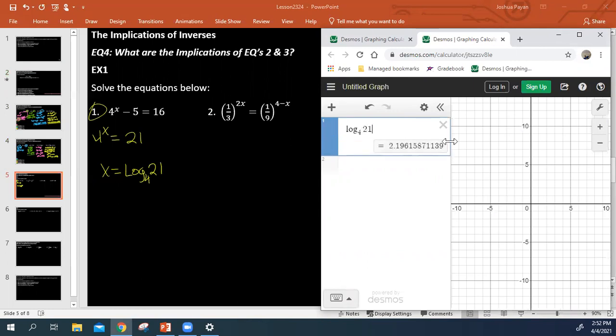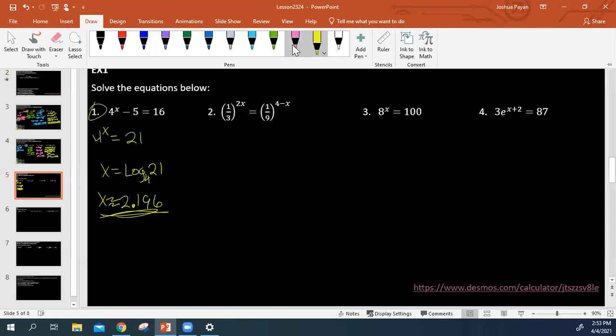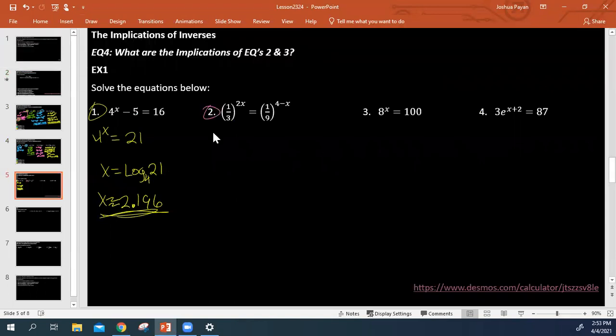It gives me my decimal estimate, 2.196. So x is approximately 2.196. Okay, and that would be my final answer. So solving these kinds of equations is so easy.